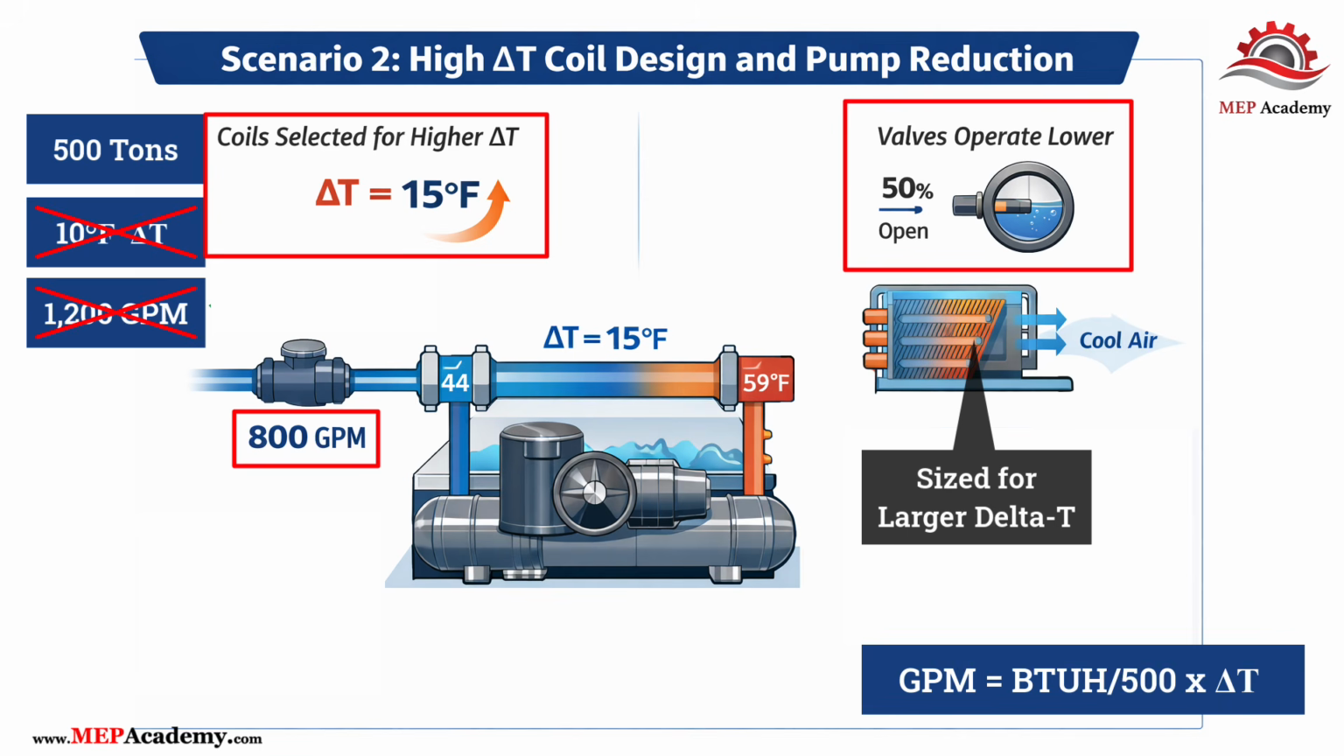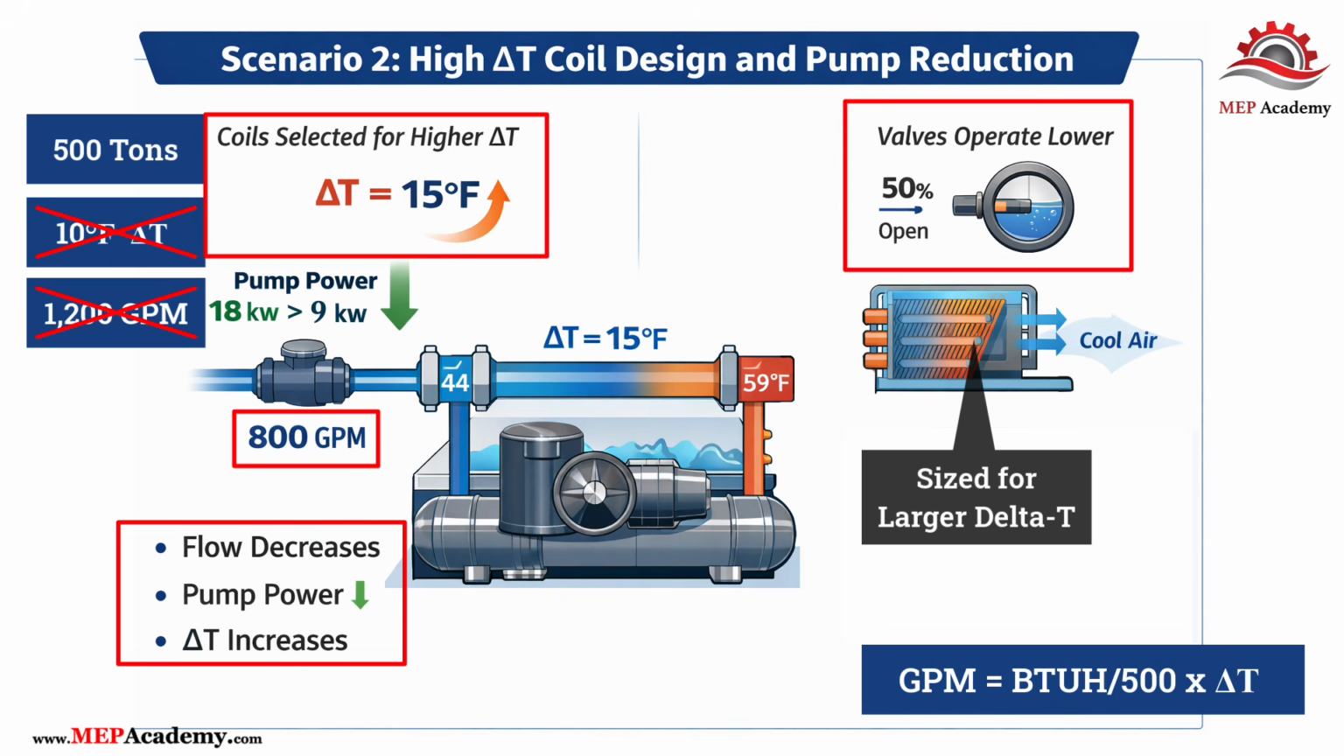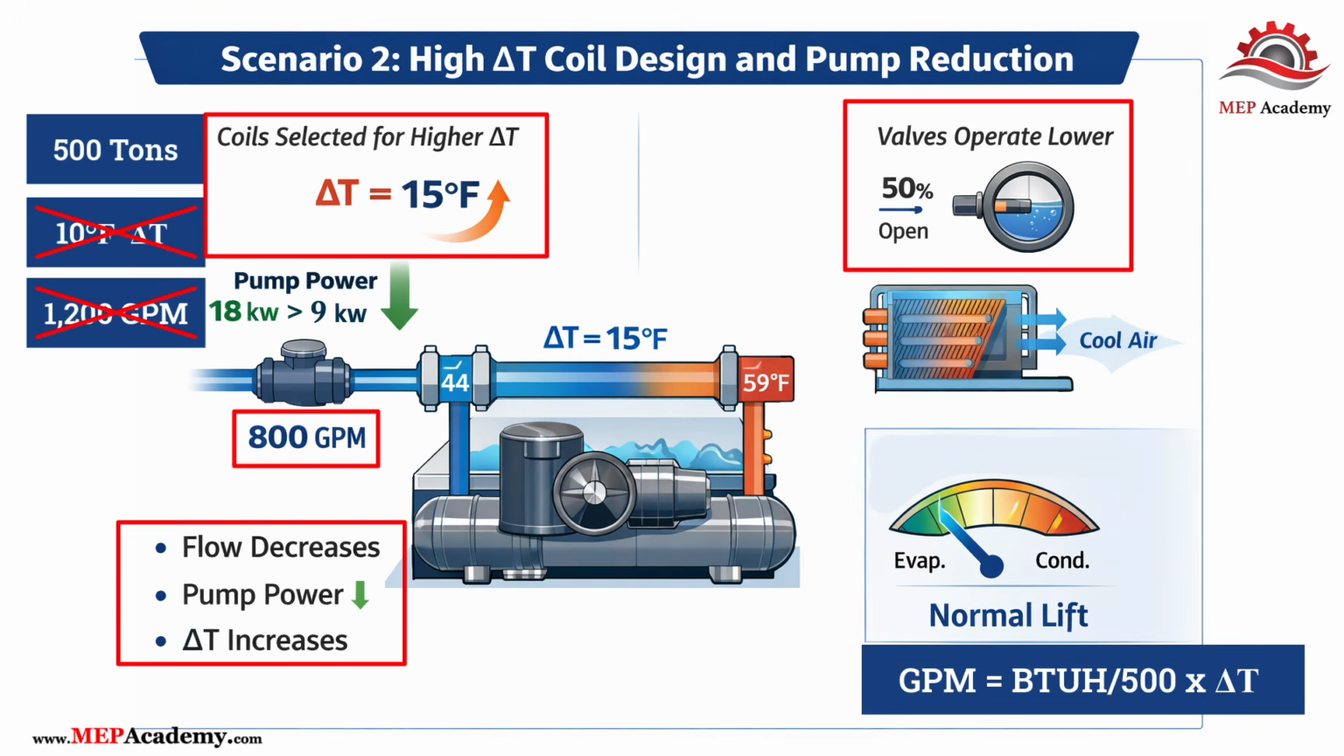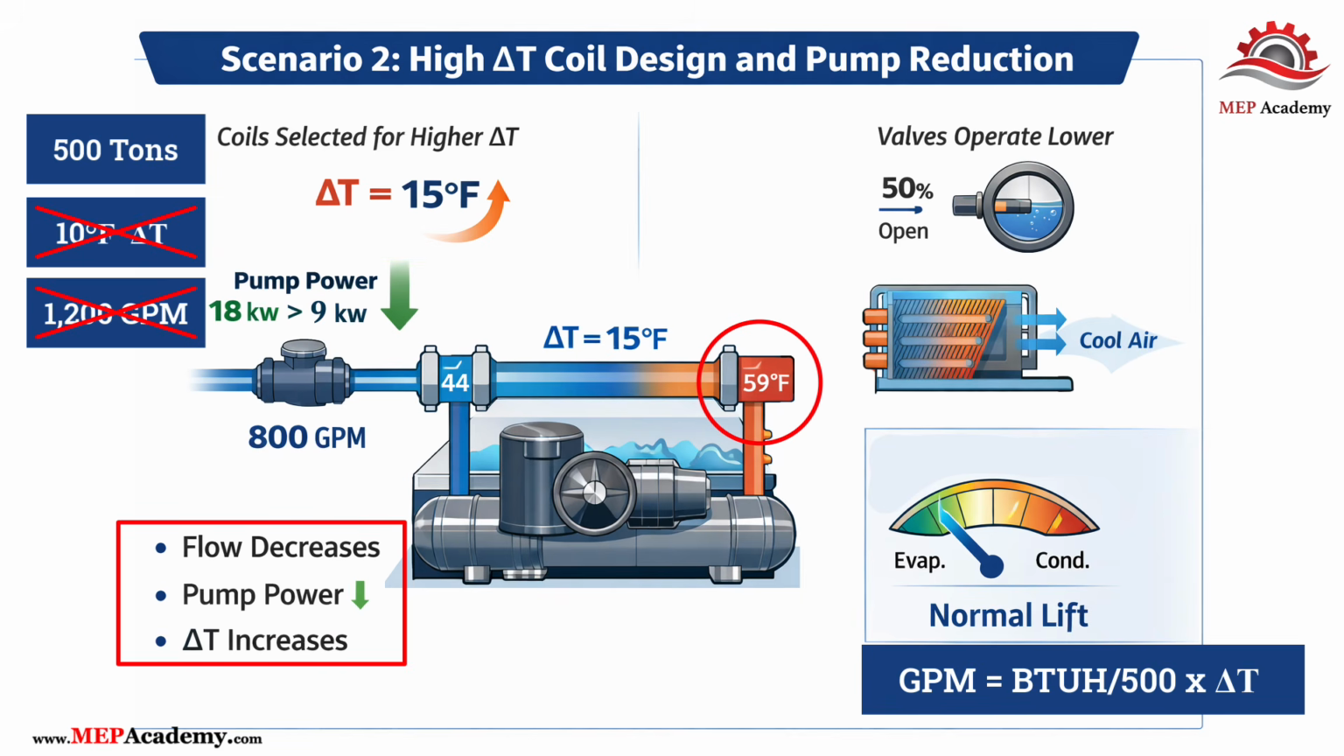Step 3. Pump impact. Lower flow directly reduces pump energy. This is one of the primary motivations for higher DT designs. Step 4. Chiller impact. The chiller sees warmer return water and lower evaporator flow. Capacity is still met, but through fewer gallons rather than colder water. Key observation. Designing for higher DT shifts system performance toward lower flow and reduced pumping energy.